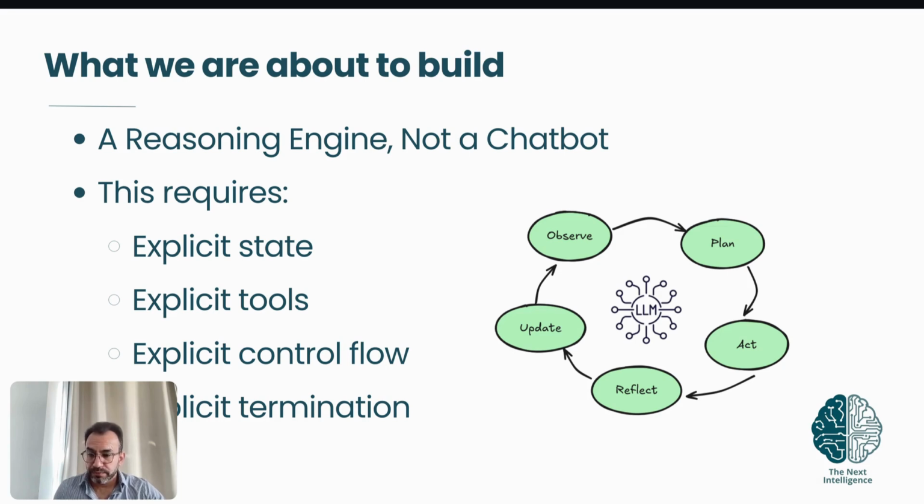So what we have here, we just said that the reasoning engine is not a chatbot, it's not the LLM, and it requires an explicit state, explicit tools, explicit control flow, and explicit termination. All of these elements achieve the loop that we see in the diagram on the right, with the LLM as a model at the heart of it, as a brain, and the other steps are conducted around it.